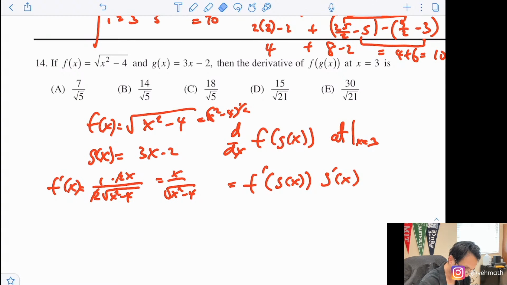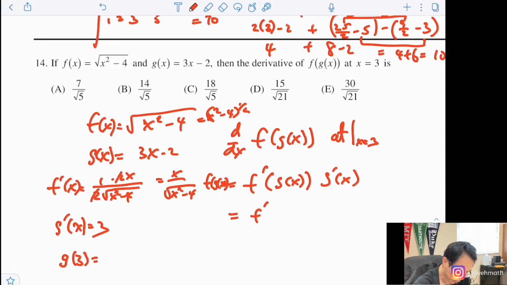And what is g prime of x? g prime of x is 3. And then you say, oh, okay. So now we want to plug in, so we want to figure out what g of 3 is. What is g of 3? We start from the inside because we want f prime of g of 3. So we start with g of 3 first. So it's equal to f prime of what? If I plug in 3, I'm going to get 7. Does that make sense? Times g prime of 3.